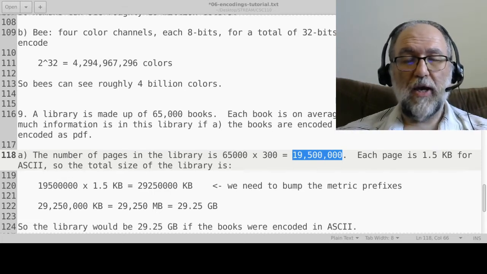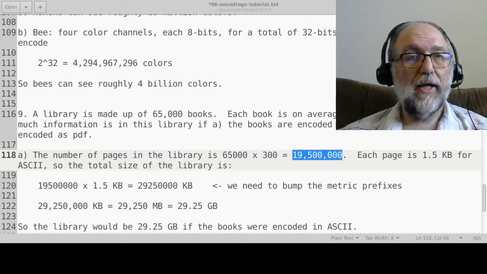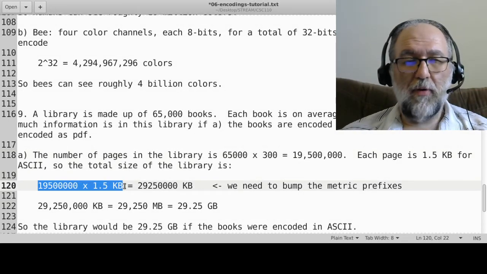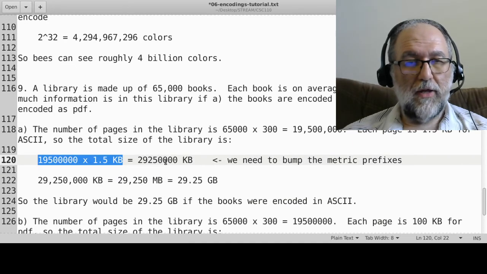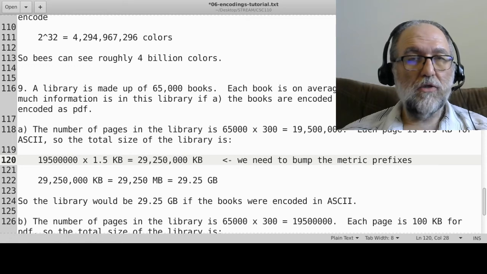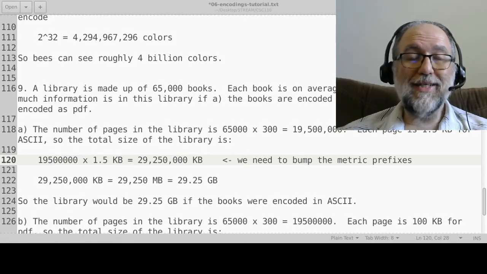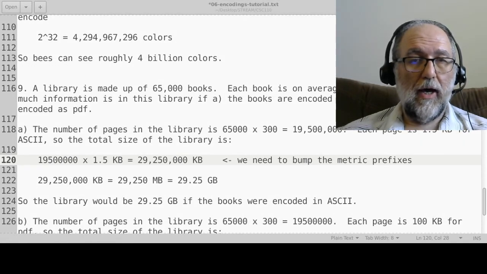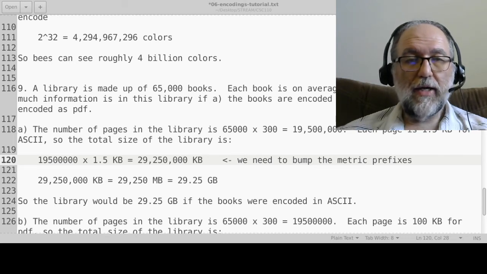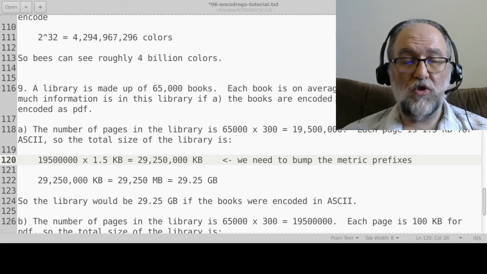Okay. So each page is about 1.5 kilobytes, and so if you take the total number of pages and each page is 1.5 kilobytes, you multiply that out and you get this number here. Okay. Let me put some commas in there again, and so you get 29 million 250,000 kilobytes in size.